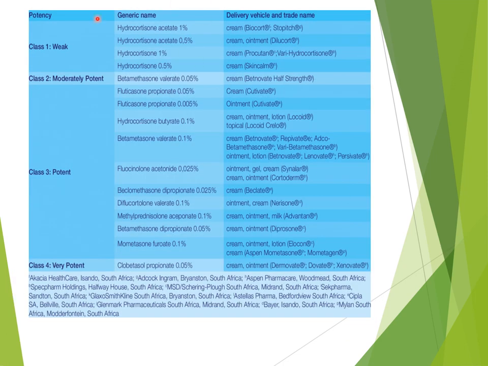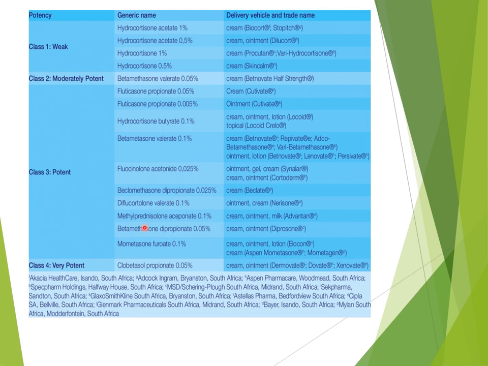So here we have the classification due to the potency of glucocorticoids. Weak, but I want you to pay attention that the main drug form is cream, so drugs which are used locally on the skin area. So hydrocortisone acetate, hydrocortisone is a weak glucocorticoid. Moderate: betamethasone valerate, fluticasone propionate, hydrocortisone, and potent: fluocinolone, which is used in ointment, gel, cream and ointment also.